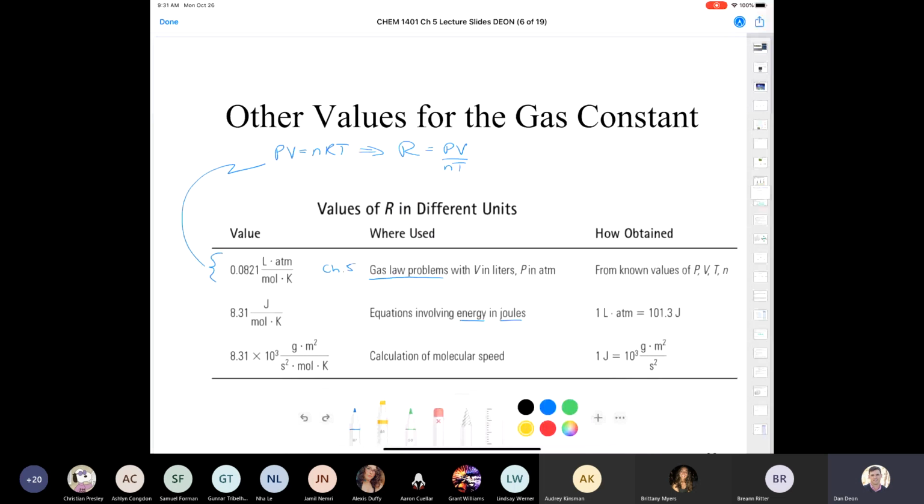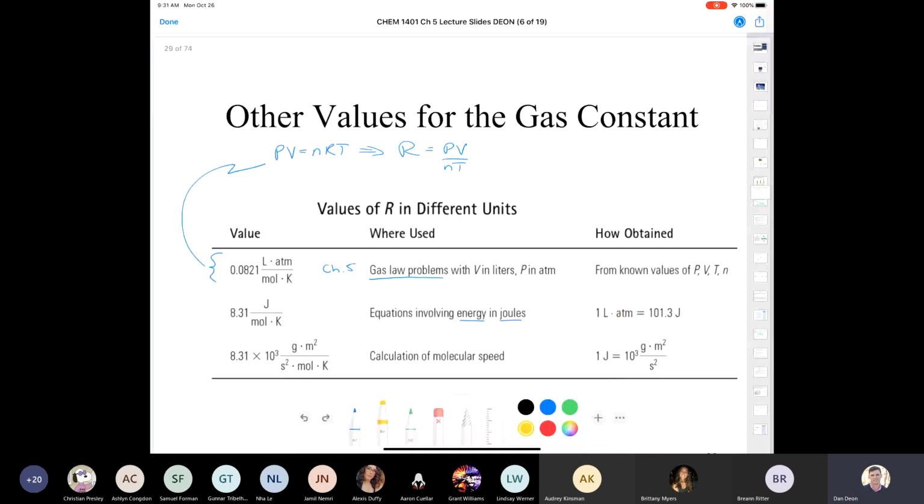And if you're wondering, how did we get from here to here? Well, the way that using 100 times atmospheres, that's kind of an interesting or strange way of expressing energy, but it is an energy term. So that's if we are using equations that involve energy in joules.